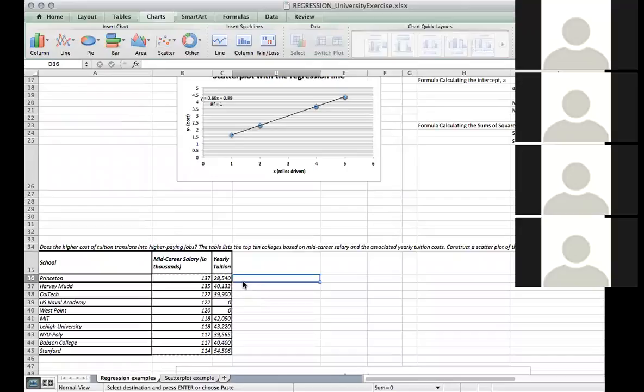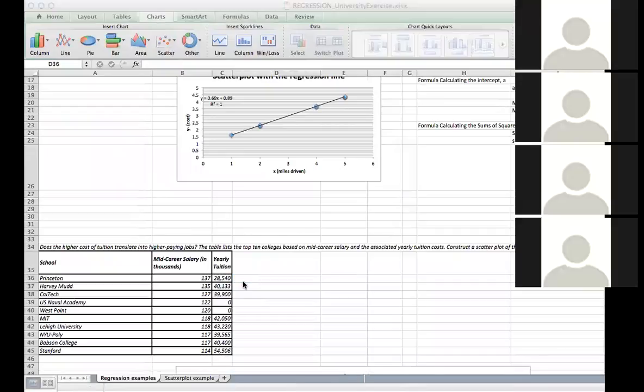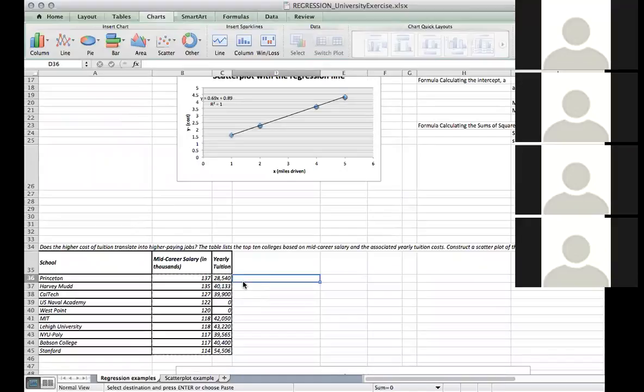Are we trying to predict mid-career salary, or are we trying to predict yearly tuition? What's our criterion? The criterion is the thing that we're trying to predict. The predictor is the thing that we use to predict the criterion. The question is, does the higher cost of tuition translate into higher paying jobs? Right? If you pay more, will you get more salary?